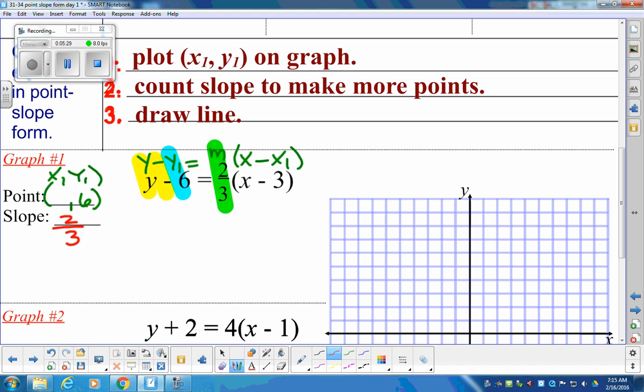Keep working from left to right. X, perfect match. Subtract, perfect match. And so therefore, the x1 value is equal to 3. So there's my point and there's my slope.